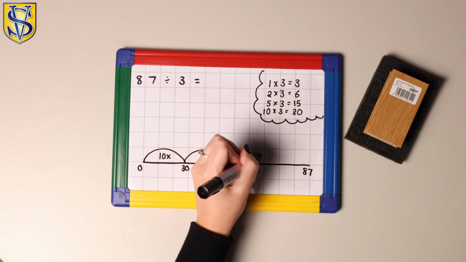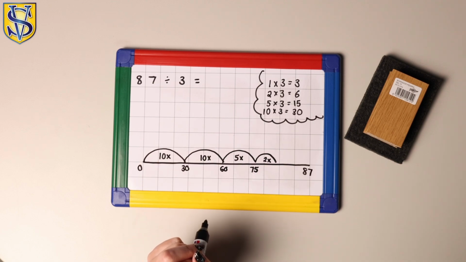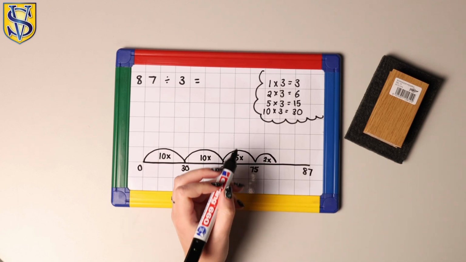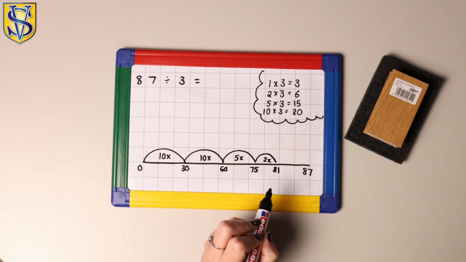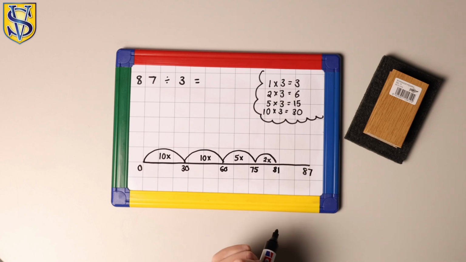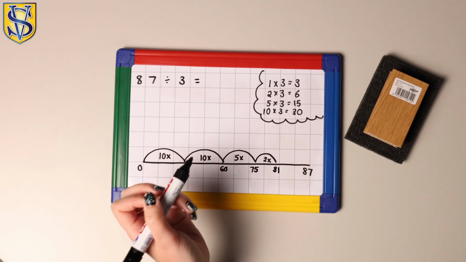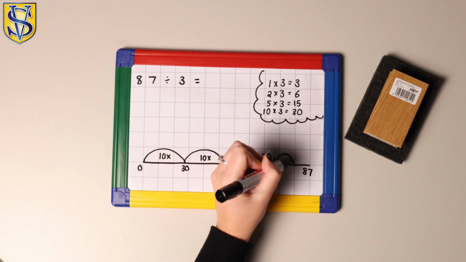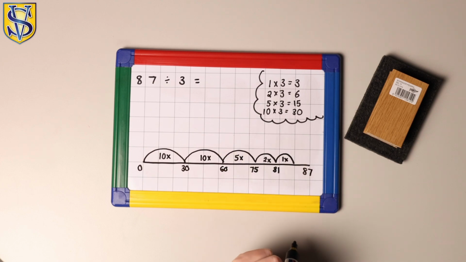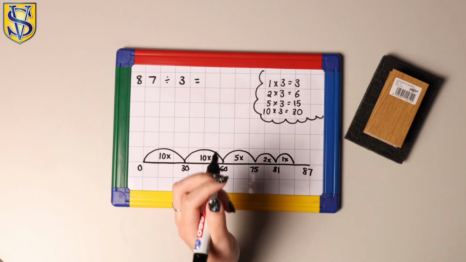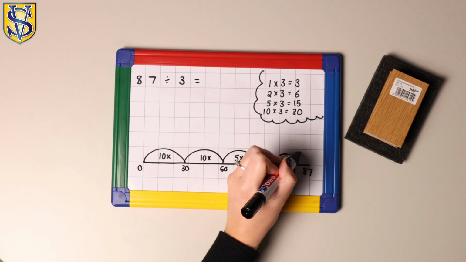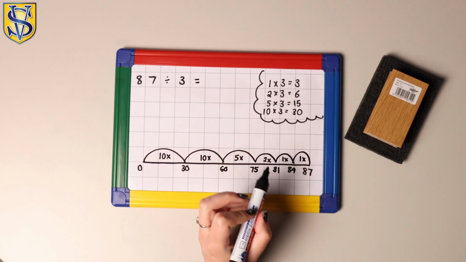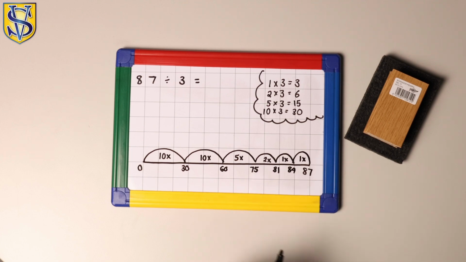So this time I'm going to go for 2 times 3. 2 times 3 is 6. So 75 add 6 is 81. And then if I'm not feeling as confident, or if I am, I can pick whichever one feels best. So I might just go this time for 1 times 3 is 3. So 81 add 3 is 84. And then 1 times 3 again. So 84 add 3 is 87.